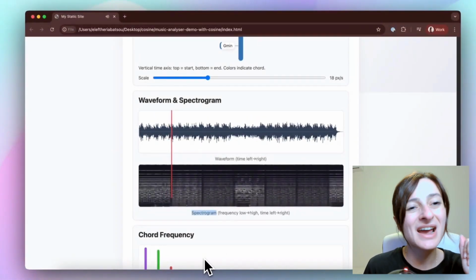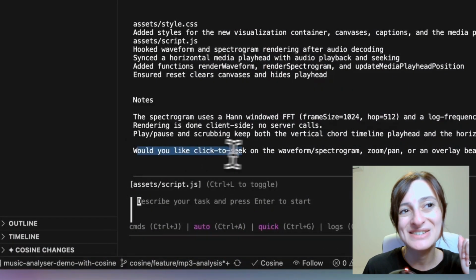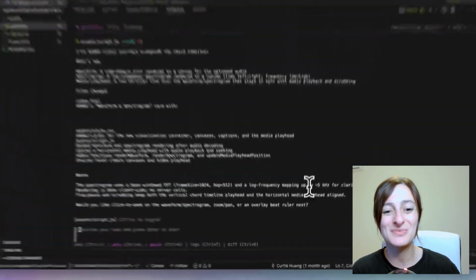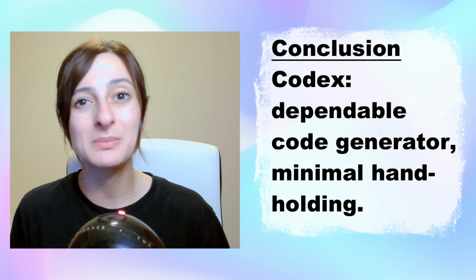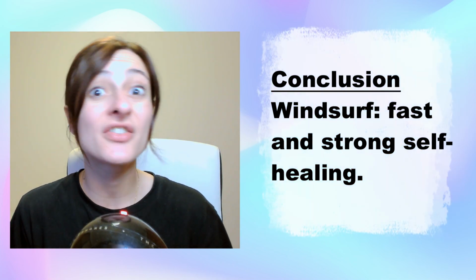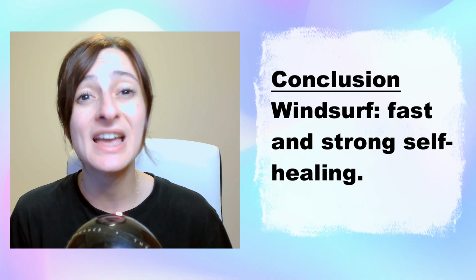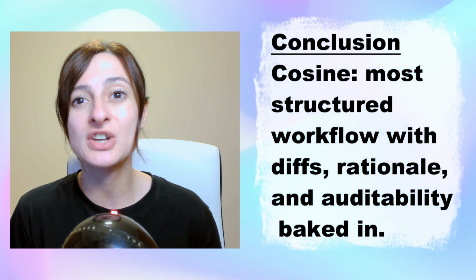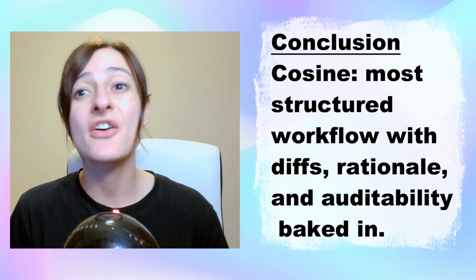Okay, I think that I was happy with it, so now it's time to move on to my conclusion. Each tool delivered value in its own lane. Codex, dependable code generator, minimal handholding. Windsurf, fast and strong self-healing. And Cosine, most structure, workflows with rationale and auditability baked in.